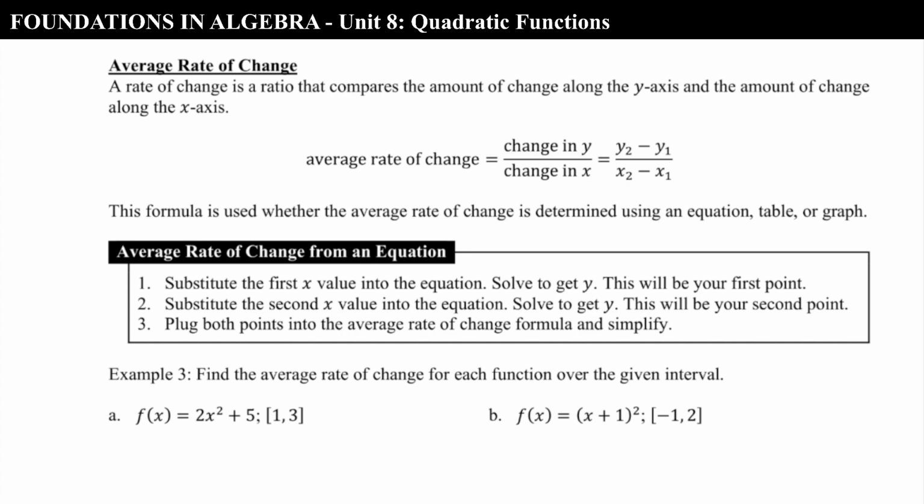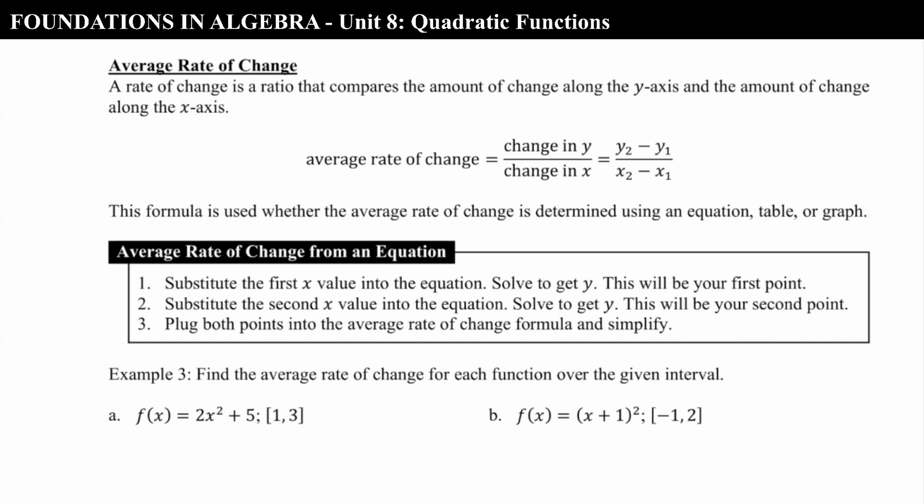But since we're not working with a linear function anymore, we're not talking about slope. We're just talking about the rate of change, or the average rate of change. On average, how much does your graph change from one point to another along the graph? So you're going to use the same formula that you're already familiar with. You remember this as your slope formula, y2 minus y1 over x2 minus x1. You're going to use this formula to do the average rate of change as well.